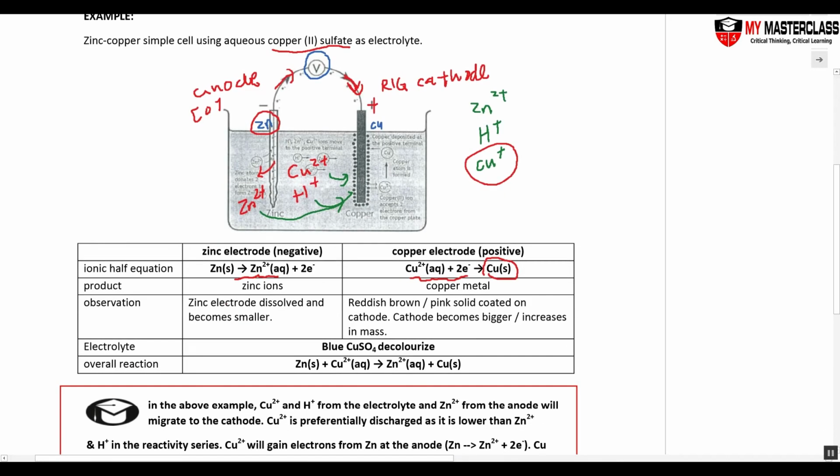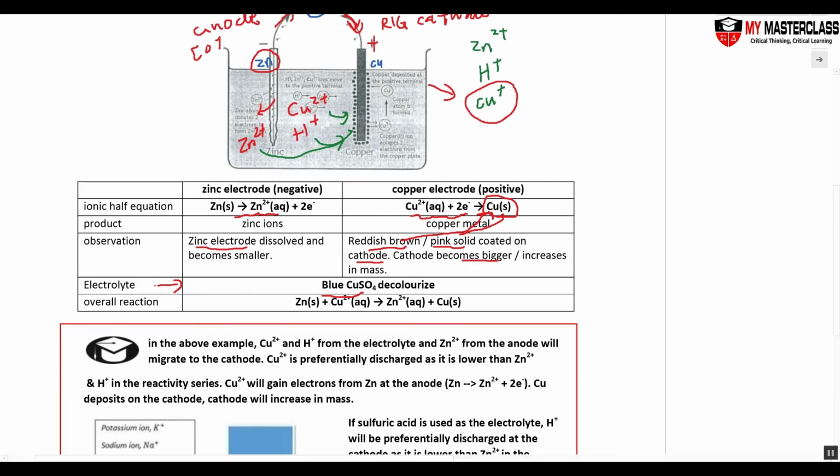Observation: my zinc electrode dissolves, and the red, brown, or pink copper solid coats around the cathode, and my cathode becomes bigger. What happens to the electrolyte? Since my copper gets discharged, my blue copper sulfate will decolorize. For the overall reaction, we add up this equation and this equation, and we actually get a displacement reaction where my zinc displaces copper from copper sulfate solution to form zinc sulfate and copper metal.